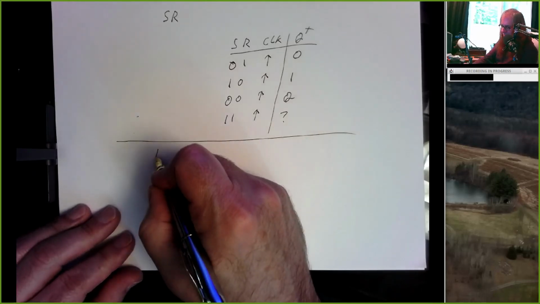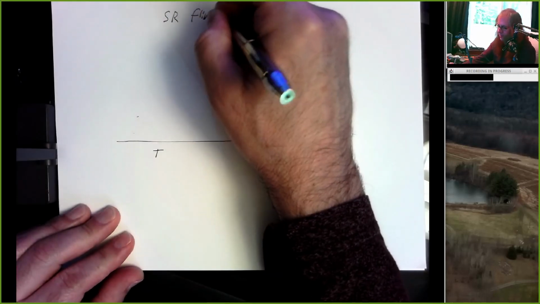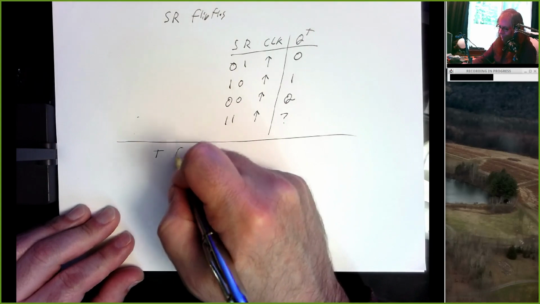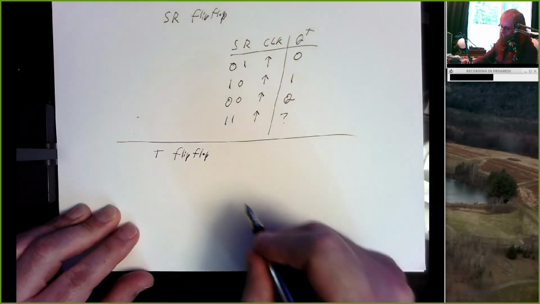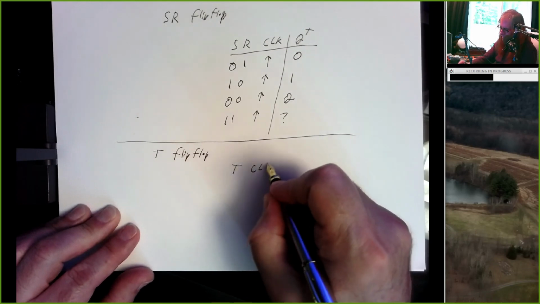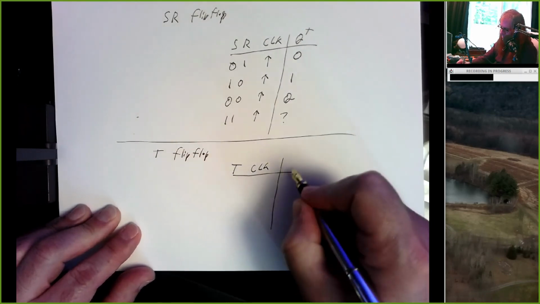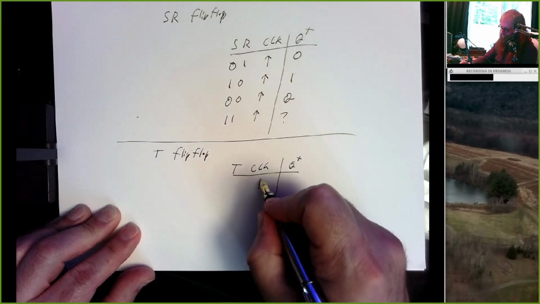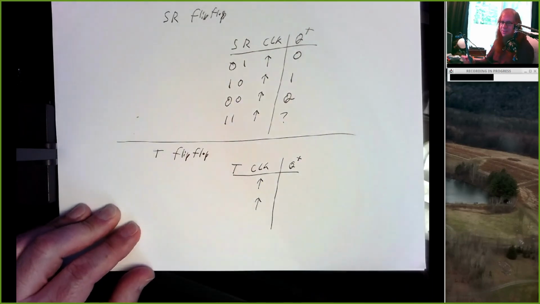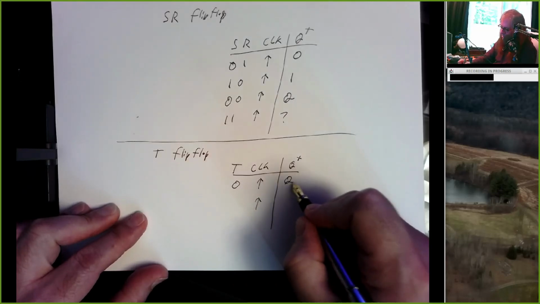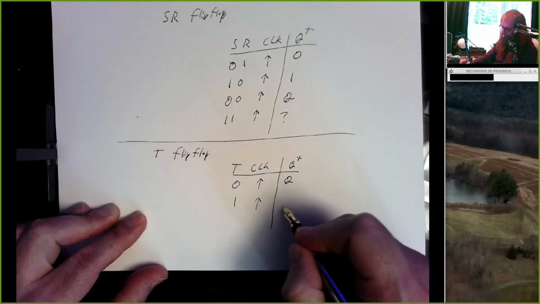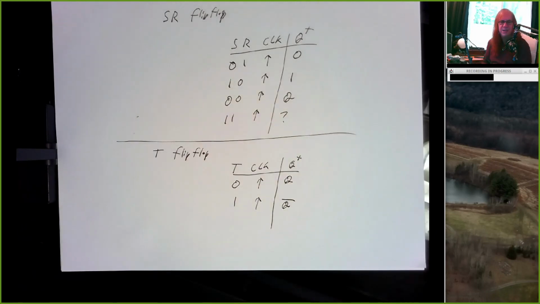All right, there's a T flip-flop, so these are flip-flops. And again, nothing happens until the clock ticks. So if T is a 0, Q does not change. If T is a 1, Q goes to the opposite value. If it was a 0, it becomes a 1. If it was a 1, it becomes a 0.